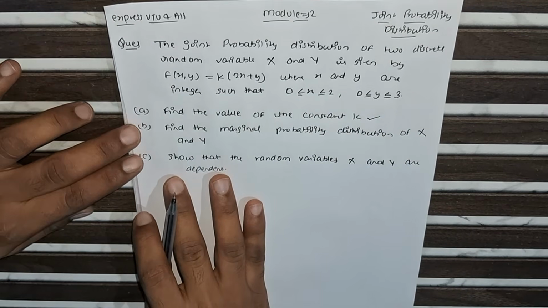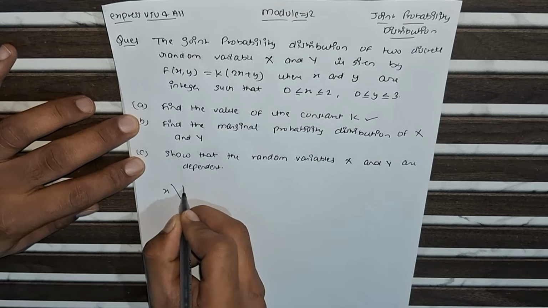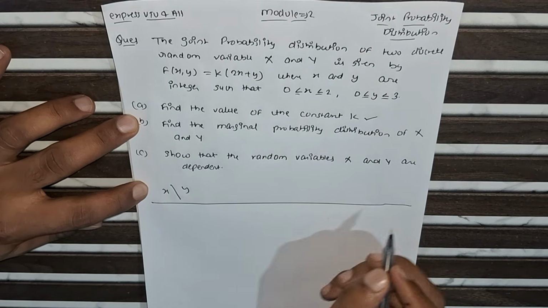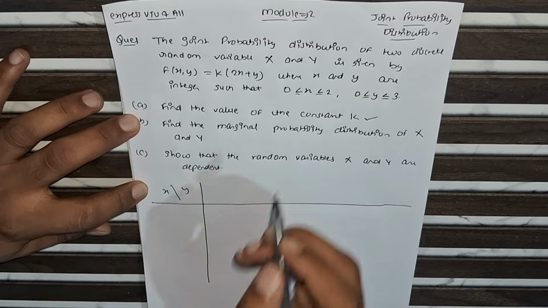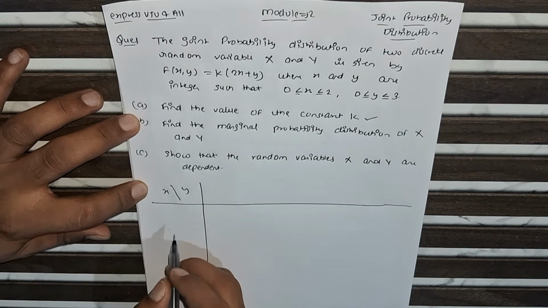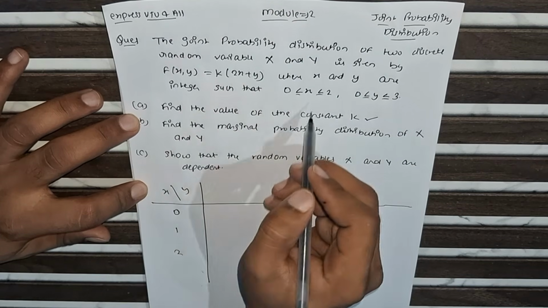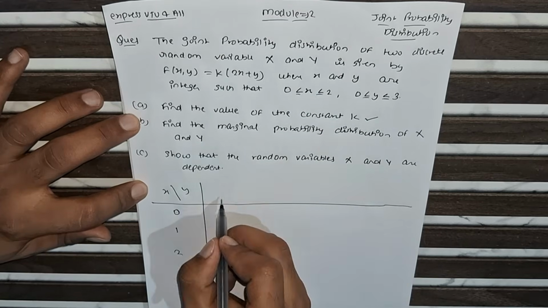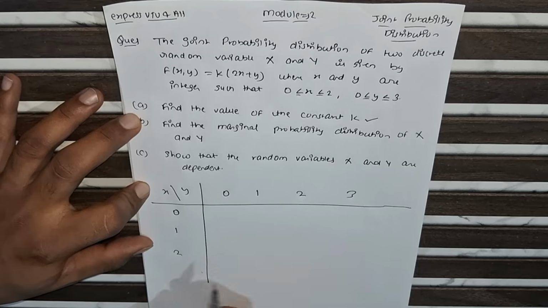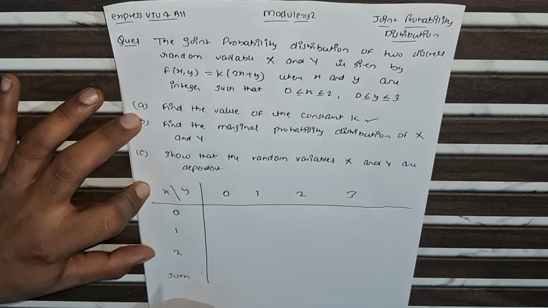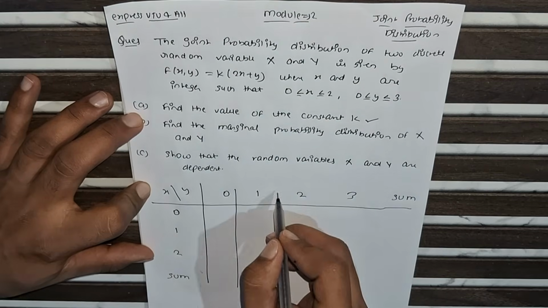So we are making a table here. X and y. The x values are 0, 1, 2, because up to 2 is there, and y is 0, 1, 2, 3, up to 3 is there, and here we write the sum, and here we also write the sum like that.